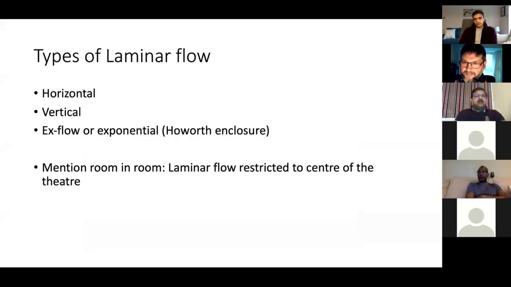We will come to that later. Now, the 3 types of laminar flow mentioned are horizontal laminar flow, vertical laminar flow, and the third one is X flow or exponential flow, or the Haworth enclosure. At this point, you can mention a room-in-room concept: usually not the entire operation theater has a laminar flow system. It is a part of the operation theater just adjoining the operation table, which is the center of the theater, that has the laminar flow.